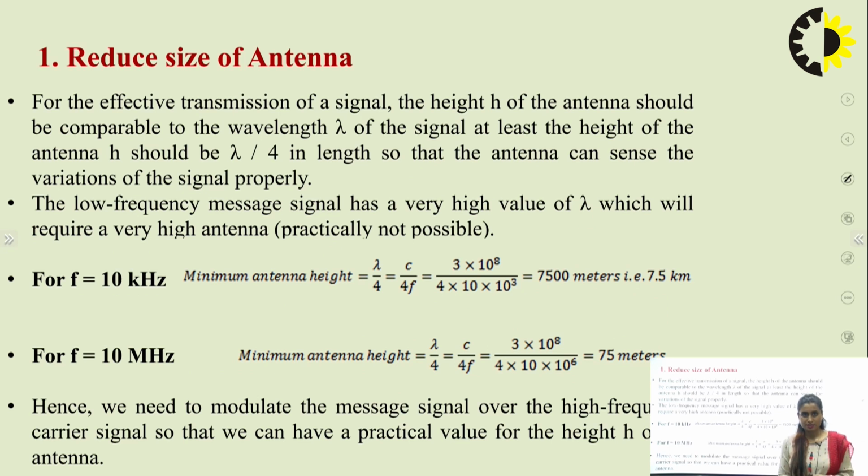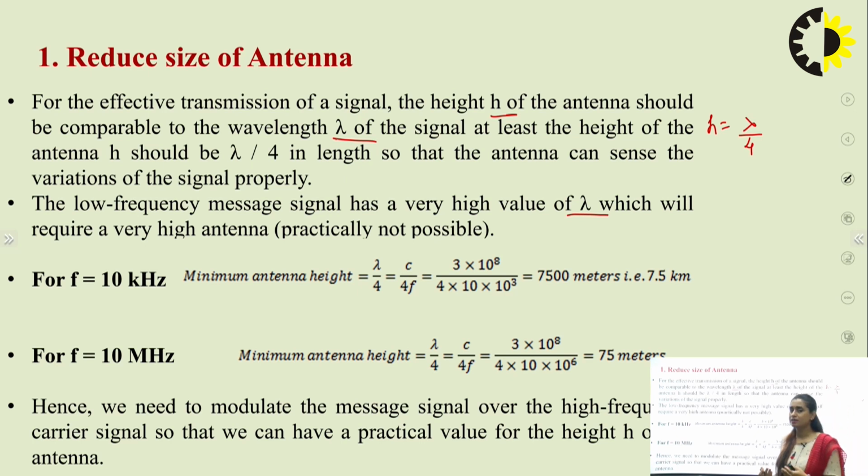Let's talk about reducing the size of antenna. For effective transmission of signal, we know that the height of antenna, which we usually represent by h, should be comparable to the wavelength of the signal, which is represented by lambda. And the height of the antenna should be at least lambda by 4 in length. This is what we know, right? So that the antenna can sense the variations in the signal properly. Now, the low frequency message signal has a very high value of lambda, which will require a very high antenna, a tall antenna, isn't it?